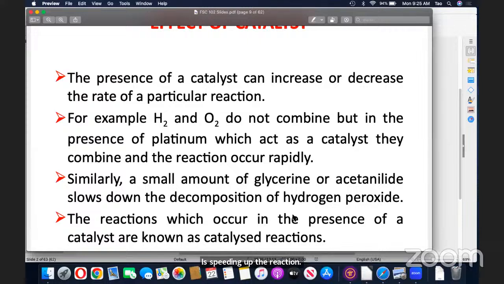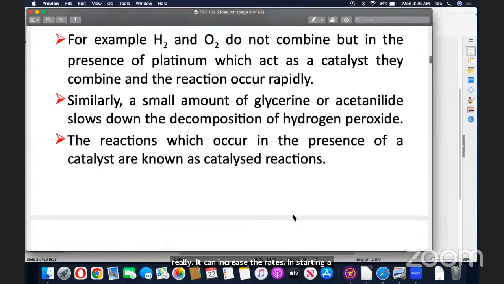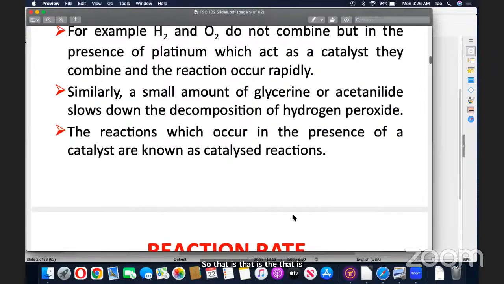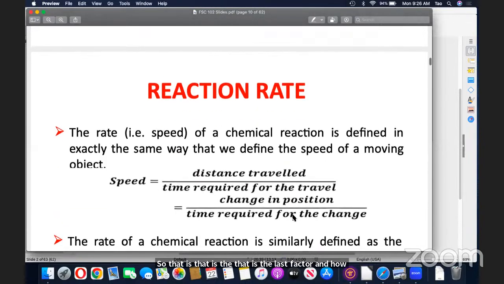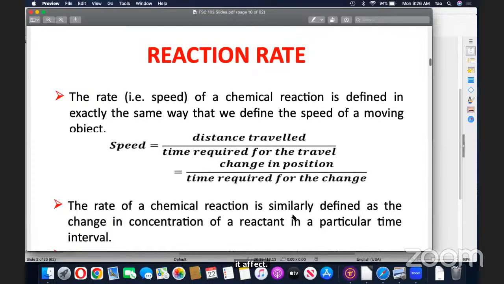And the reverse is the case when you're talking about the decomposition of hydrogen peroxide. If you add a small amount of glycerin or acetanilide into hydrogen peroxide, this slows down the decomposition of hydrogen peroxide. That's why if you call it a catalyst, it does not necessarily mean that it increases the rate every time. Some increase the rate. It's all about change of rate, really. It can increase the rate. In certain situations, you reduce the rate. So that is the last factor and how it affects rate of reaction. Now, how do we now determine reaction rate?